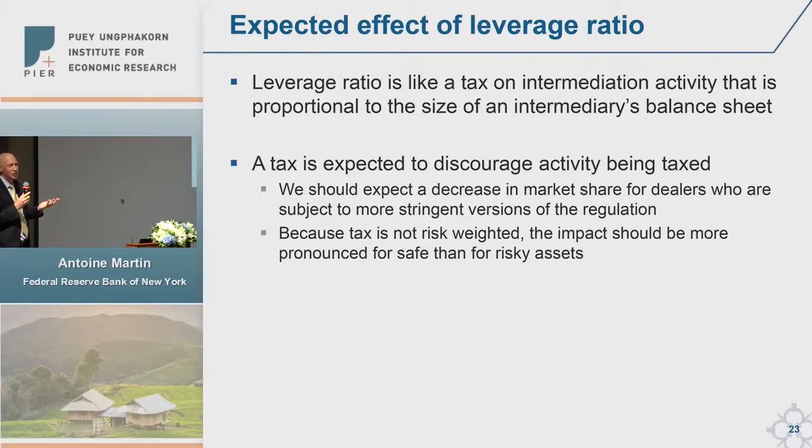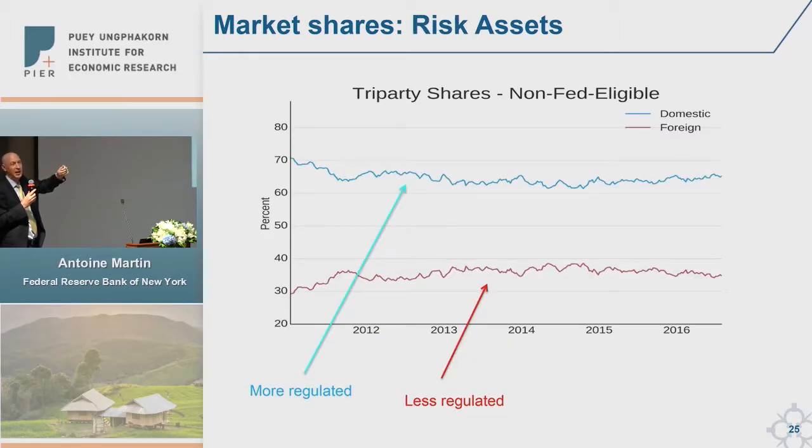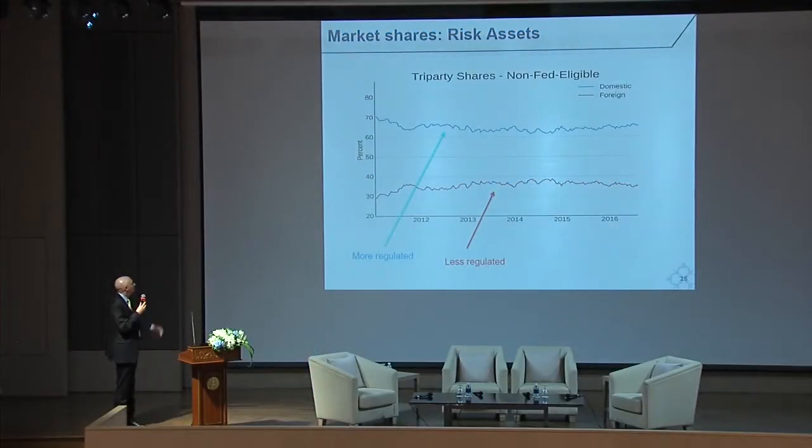And so this is another example. What that means is that because these activities are done against higher risk collateral, there's more risk, so they are less impacted by a non-risk-weighted constraint and more impacted by a risk-weighted constraint. And so the more regulated institutions are defending their market shares better in this area than in the other one.